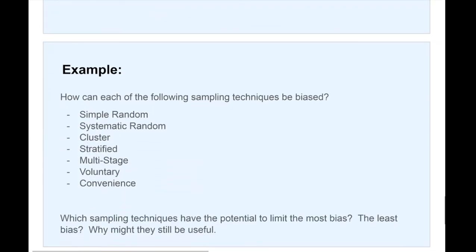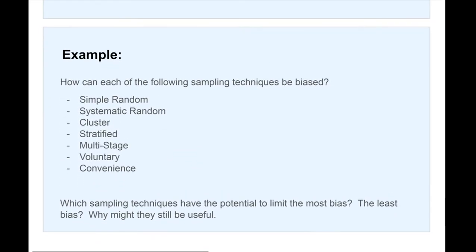So what I want you to do as an example is go through and think about how each of the following sampling techniques can be biased. So we talked about the two examples of bias. Either the population isn't being represented or part of the population is missing. So I want you to take a second and go through each type of sampling technique and think about how they might be biased.